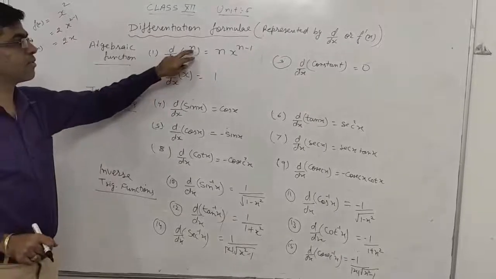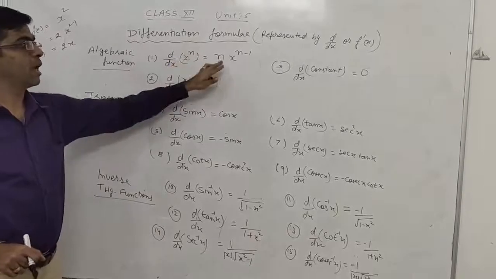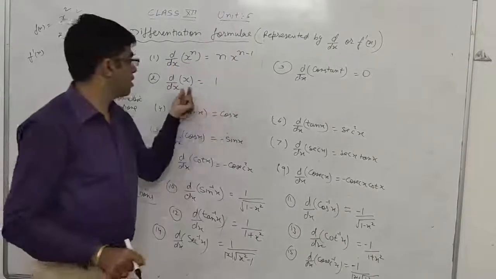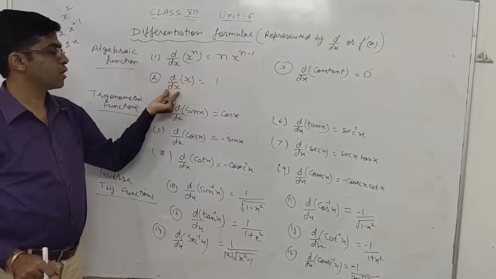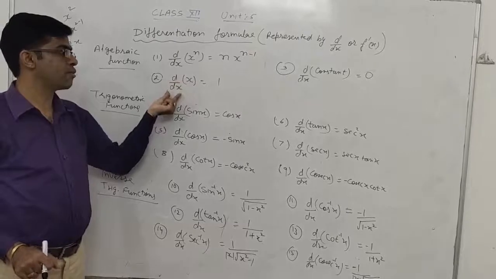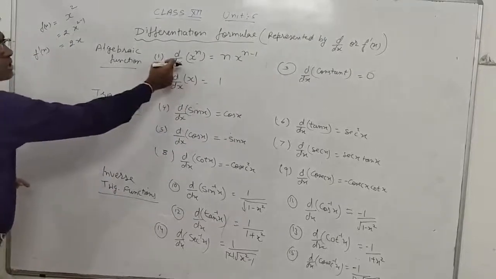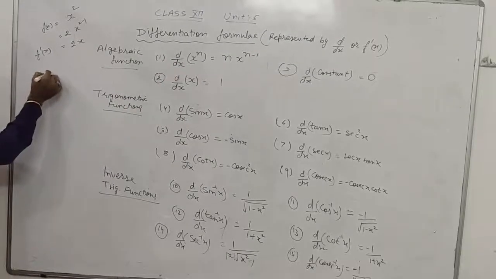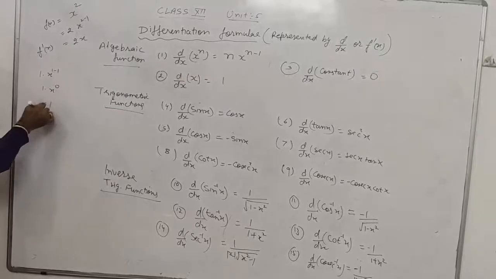Whenever the algebraic function x has any power, that power will come outside and one power will be reduced. Similarly, when we differentiate x with respect to the same x, that is dx upon dx, the answer will be 1. You can also use this property here: the power is 1, so 1 will come outside and one power will be reduced, so x raised to power 0 is also 1, and this is 1.